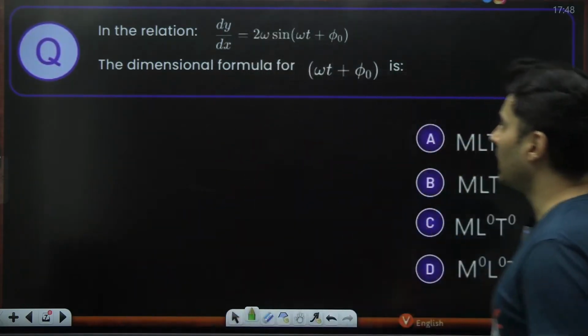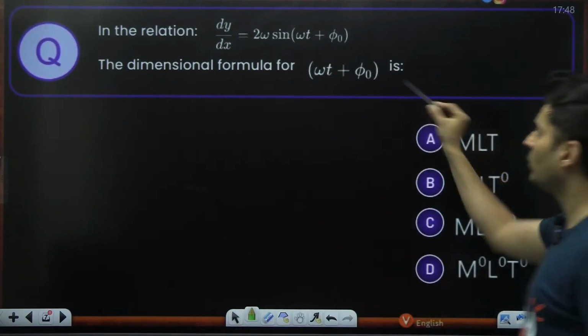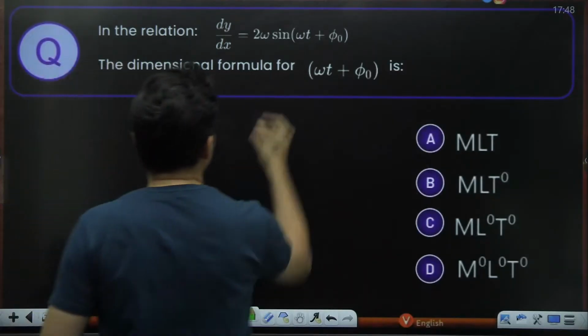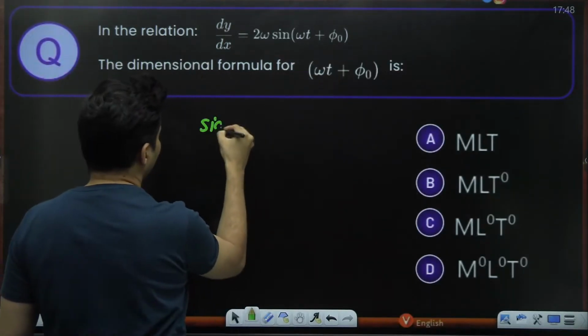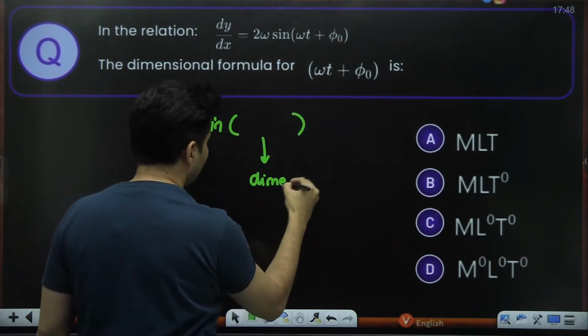All right. Next, in this particular relationship, what is the dimensional formula for omega t plus phi naught? So what do you do in this case? Whatever is inside the sine term, no matter what it is, this is always going to be a dimensionless number.